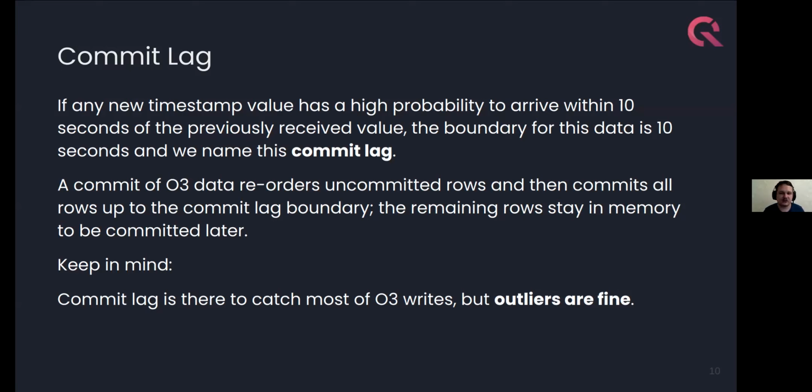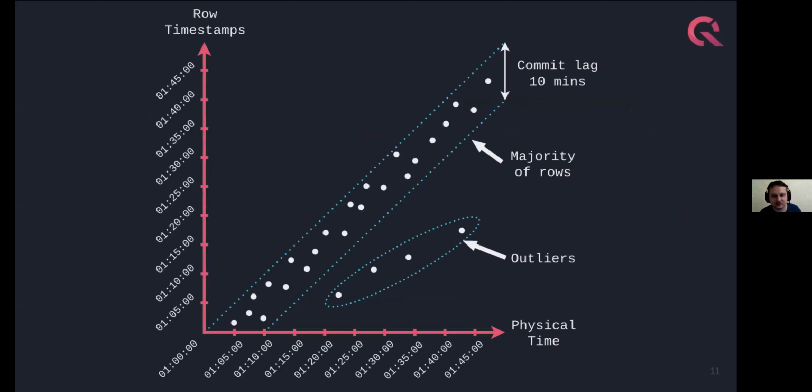And when you try to configure a commit lag, you should not use a very large value for the lag. It's fine to have outlier values periodically written. By outliers, I mean rows that are older than the commit lag. It's fine to have them periodically, as long as most of the out of order writes fit into the commit lag value. And to illustrate that, let's see the following picture.